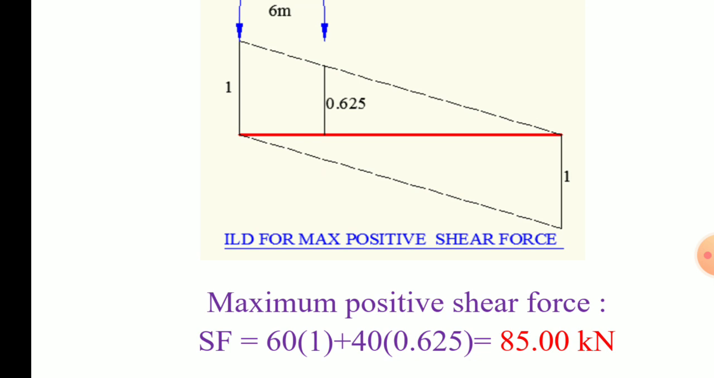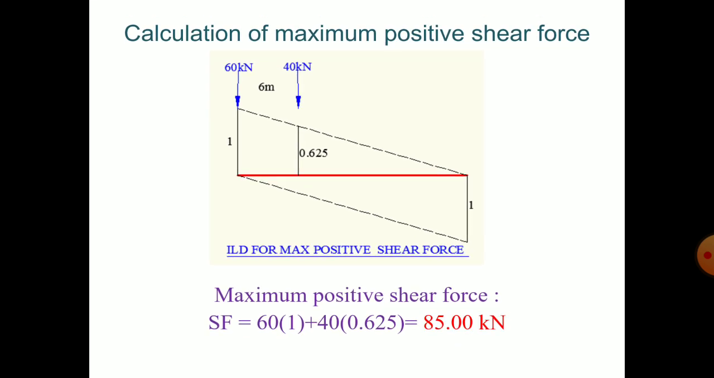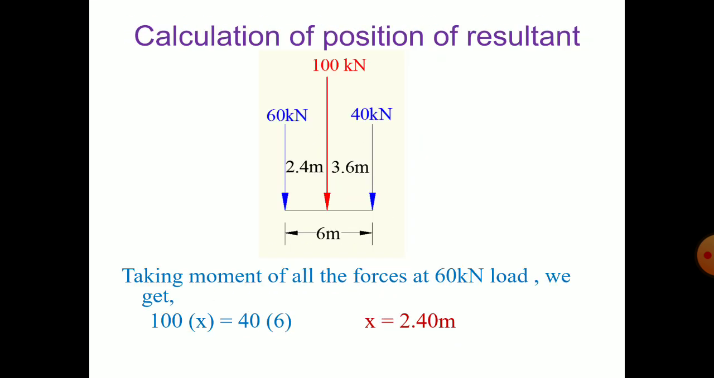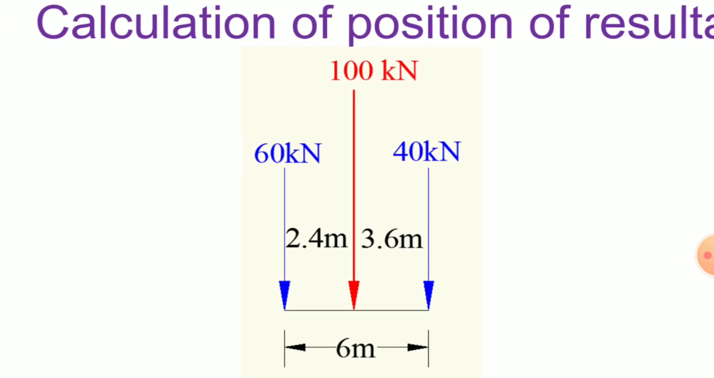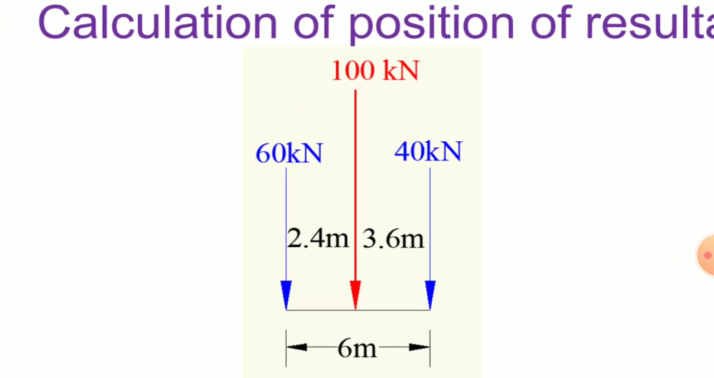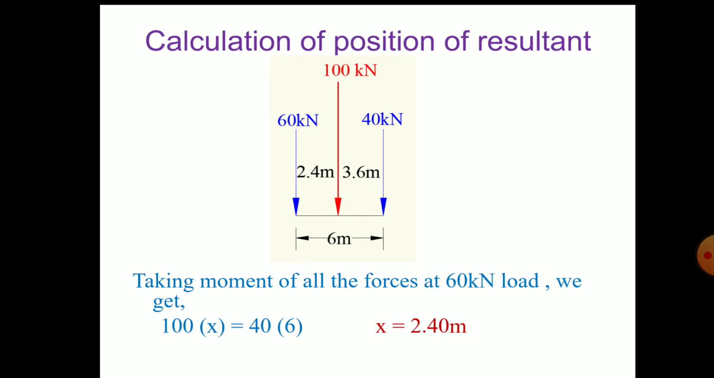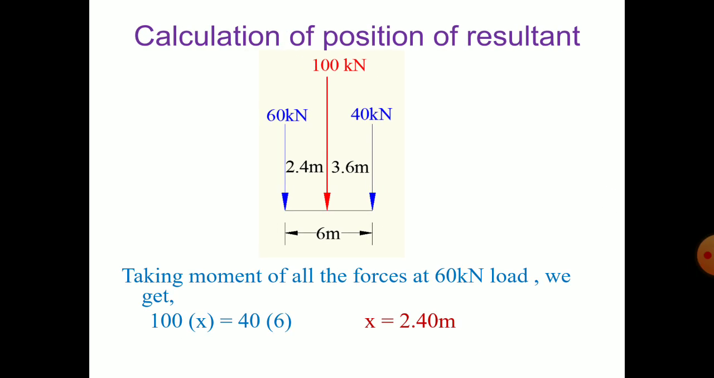that is 85 kilonewton. For calculating maximum bending moment, absolute maximum bending moment, first you have to find the position of the loads with respect to the beam. For that, for these two loads, let us calculate the position of the resultant from the first load. So calculating the position of the resultant, we have to take the moment of all the forces at one of the loads.